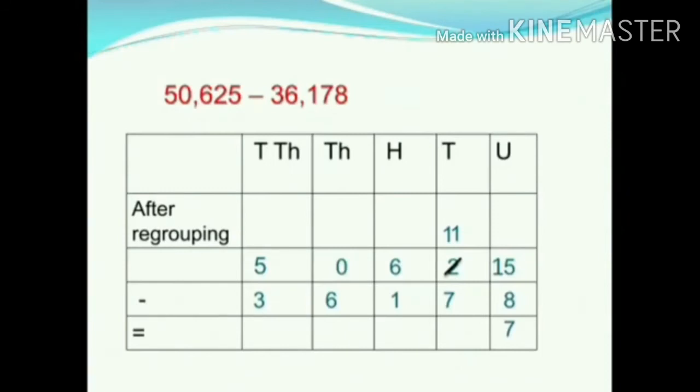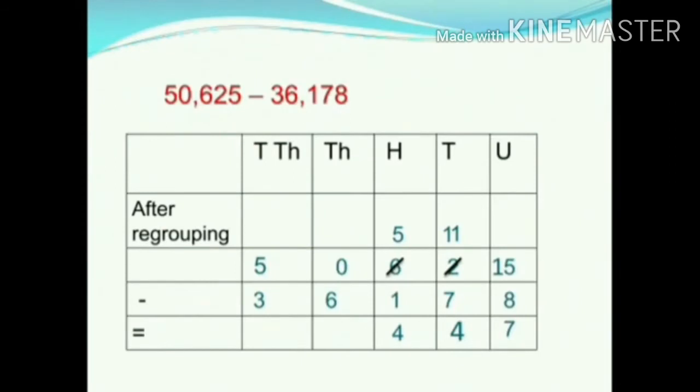After borrowing 100 to tens place, hundreds place is left with 5 hundreds. Now subtract tens place digits. 11 minus 7 equals 4. Write 4 in tens place. Now we should subtract the hundreds place digits. The digits in the hundreds place are 5 and 1. 5 minus 1 is equal to 4. Write 4 in hundreds place.